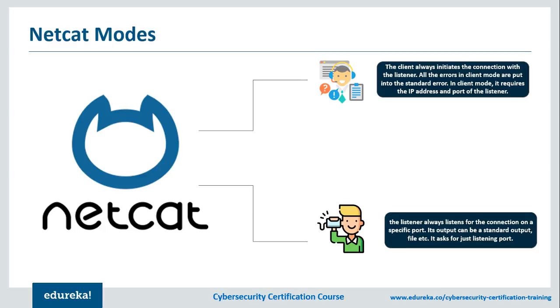So basically, the machine that initiates the connection to the listening device is the client device, and the machine that we are listening on is basically going to run on the listener mode. So in this mode, the listener always listens for the connection on a specific port number that we have specified. Now its output can be in any standard output format too.